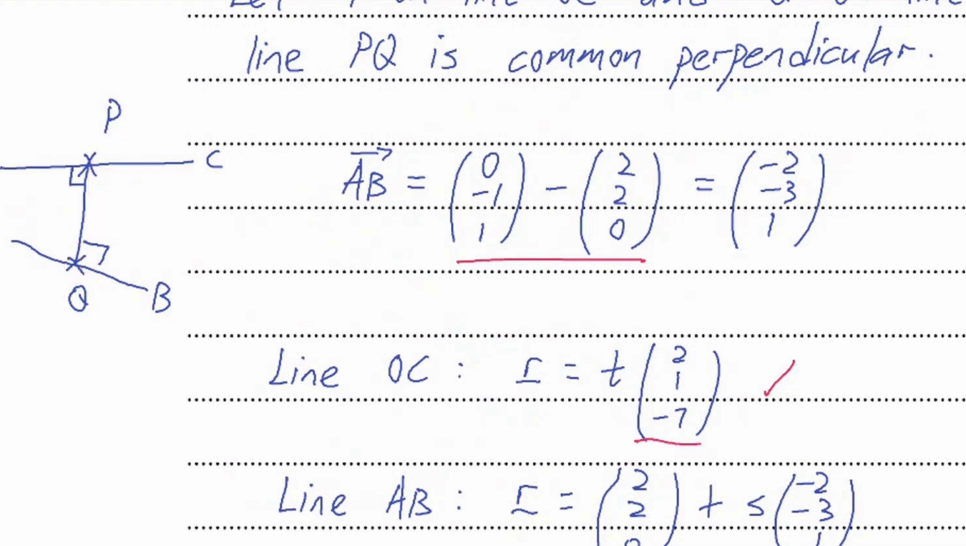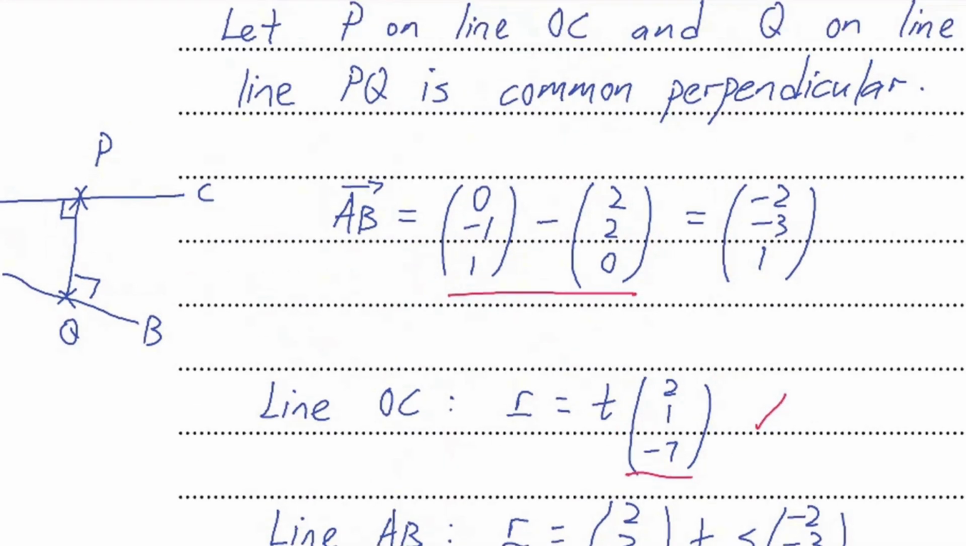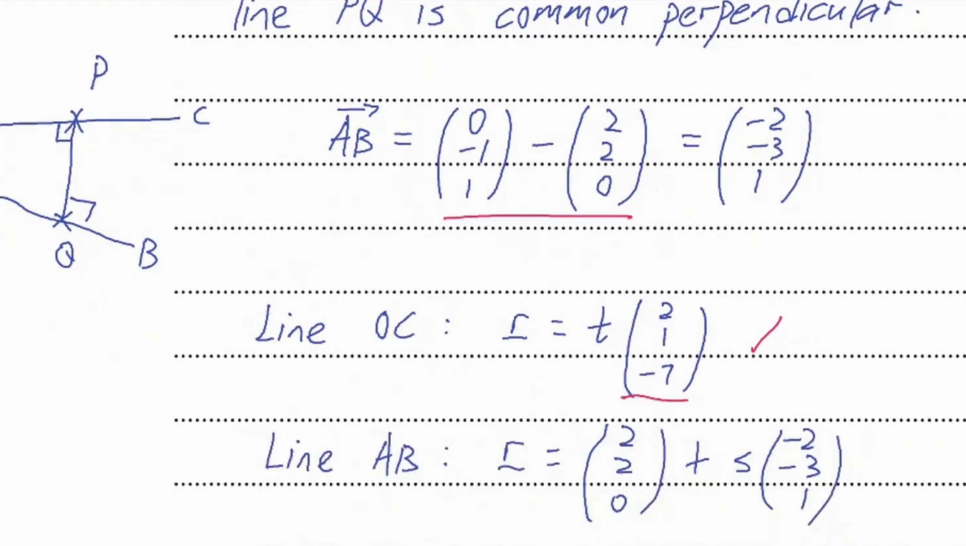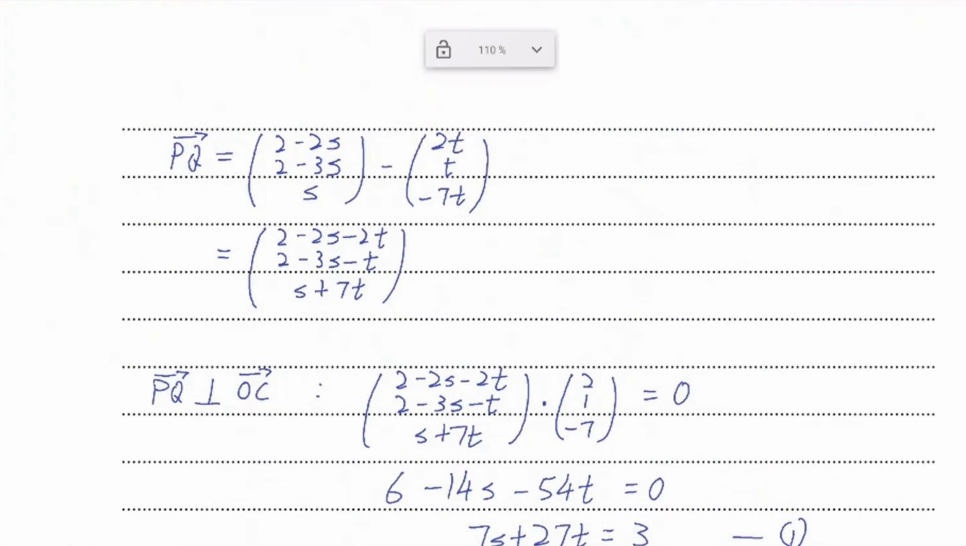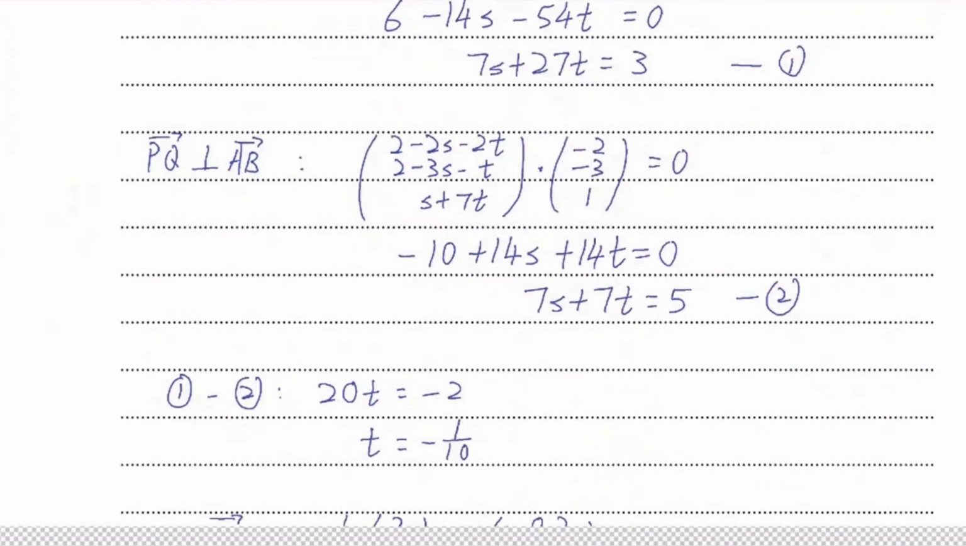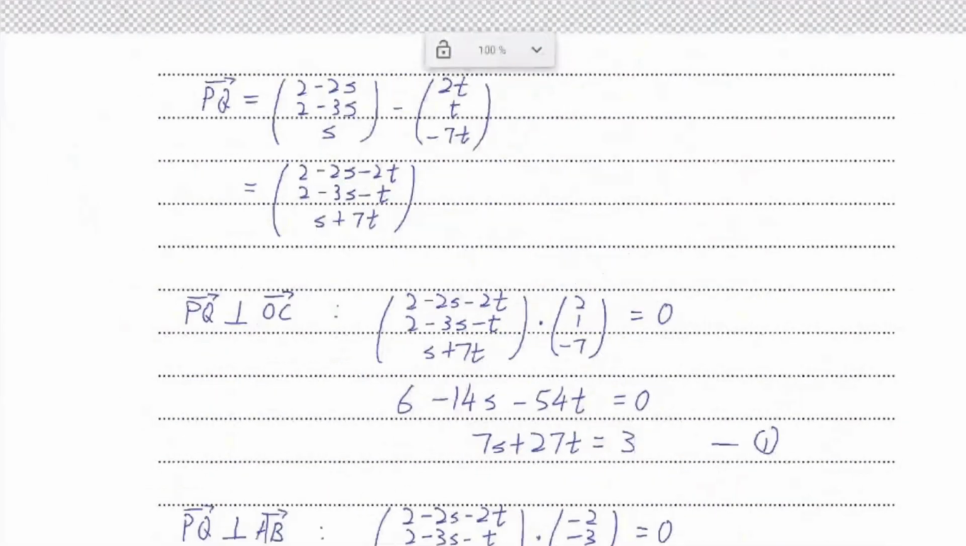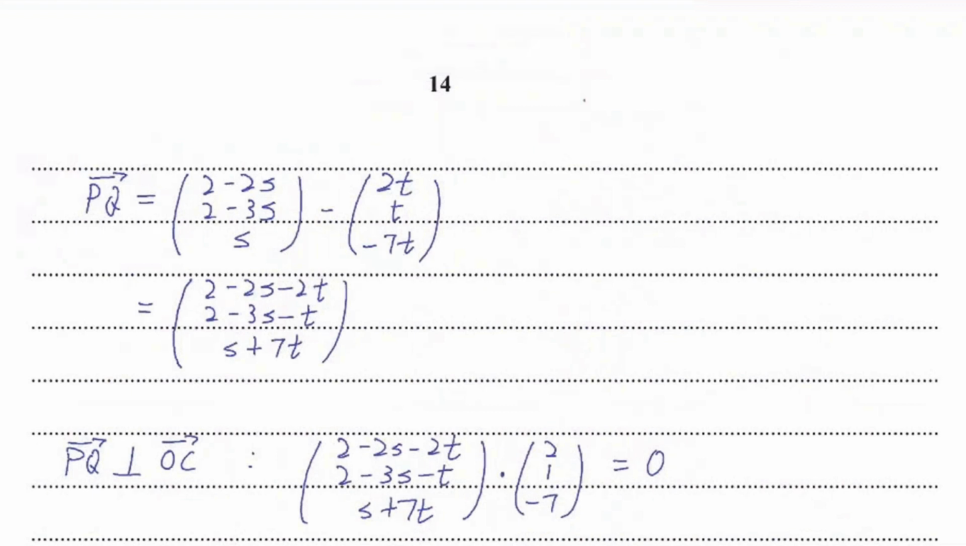So we need to find the equation of this line. In which case, we need to find the direction of PQ. Because PQ here is perpendicular to both OC and AB, the direction of PQ is just the cross product of the directions of the two lines. We need to cross the directions from the two lines in order to get PQ. Let me just write that down because I'm using an alternative there.